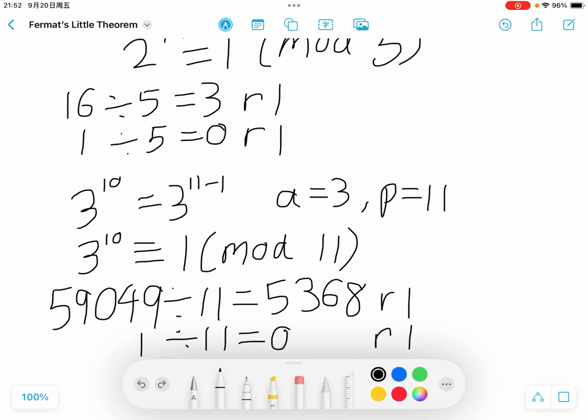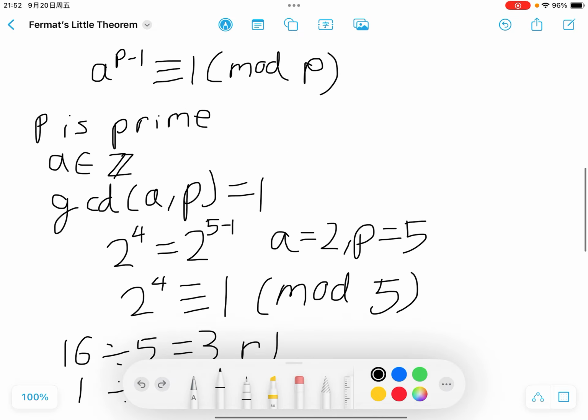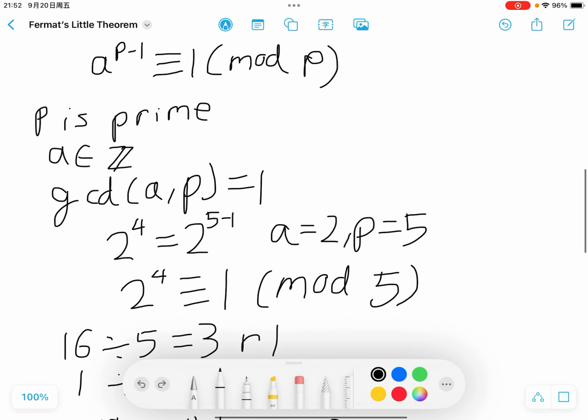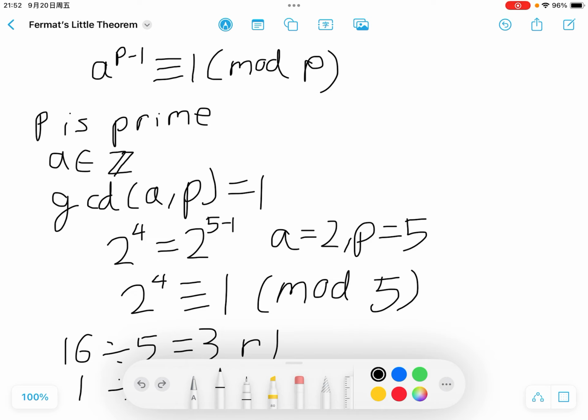There are two examples here in this video featured about Fermat's little theorem. We learned the pronunciation of the Fermat, and we also learned the theorem itself, which is that given a is an integer, and usually it's positive, and p is a prime, and the GCD of a and p equals 1, then essentially this theorem here works.